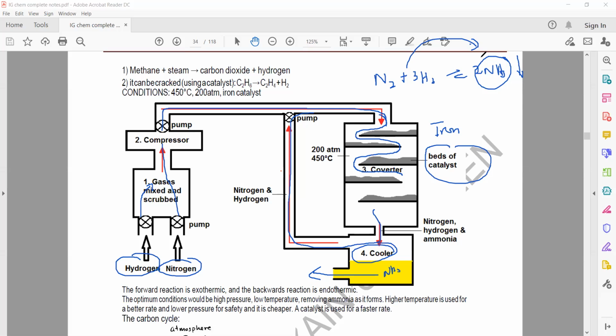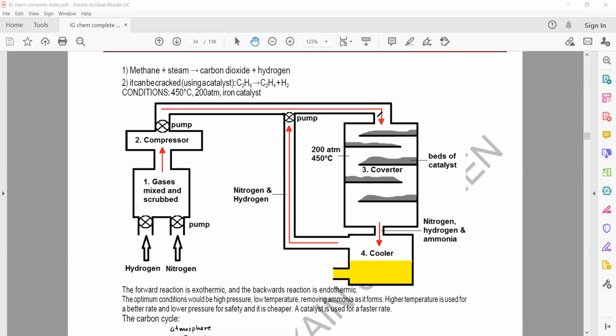So nitrogen reacts with hydrogen, and this will result in the formation of ammonia. We use a catalyst to speed up the reaction. The unreacted nitrogen and hydrogen are again fed into the chamber so that they can react with each other. Because the forward reaction is exothermic, we prefer a low temperature, around 450. And to increase the yield of ammonia, we use a high pressure, around 200 atm.